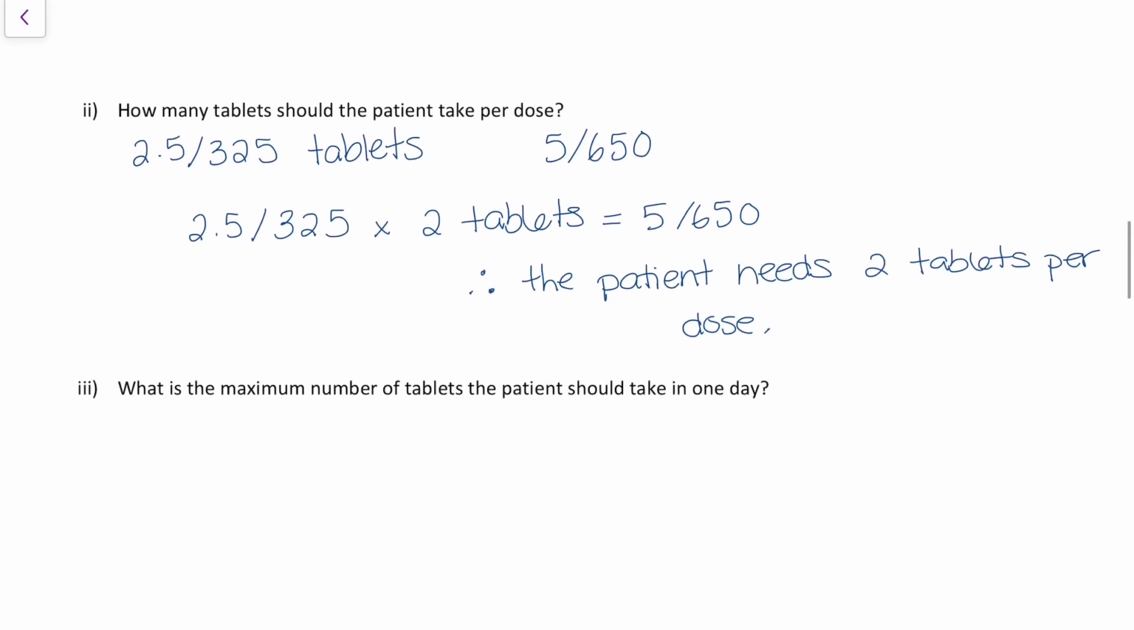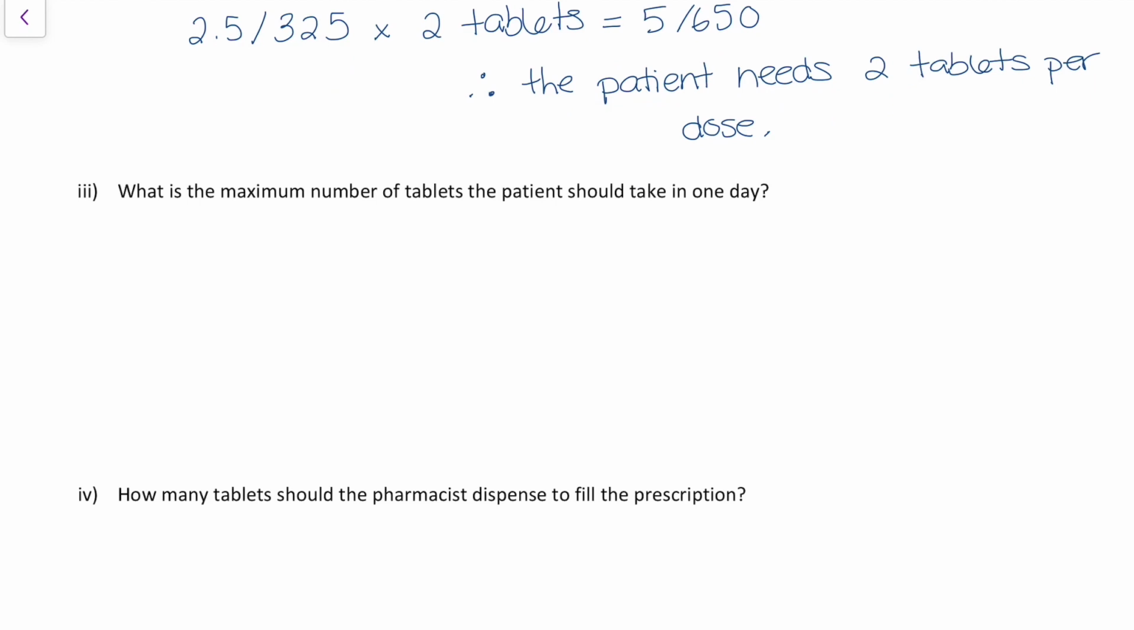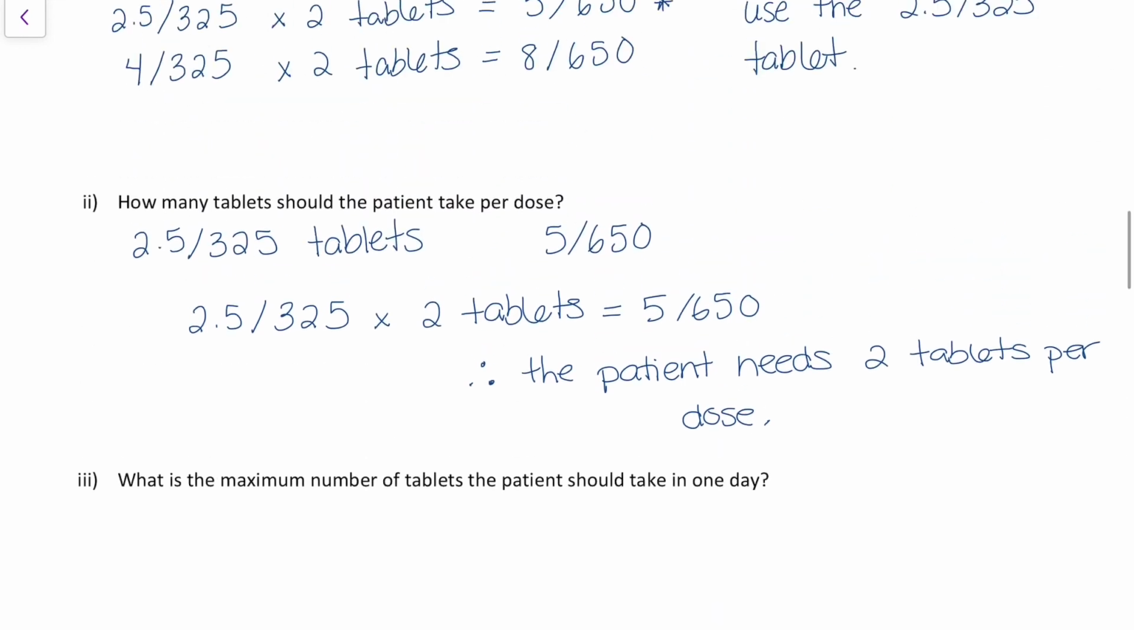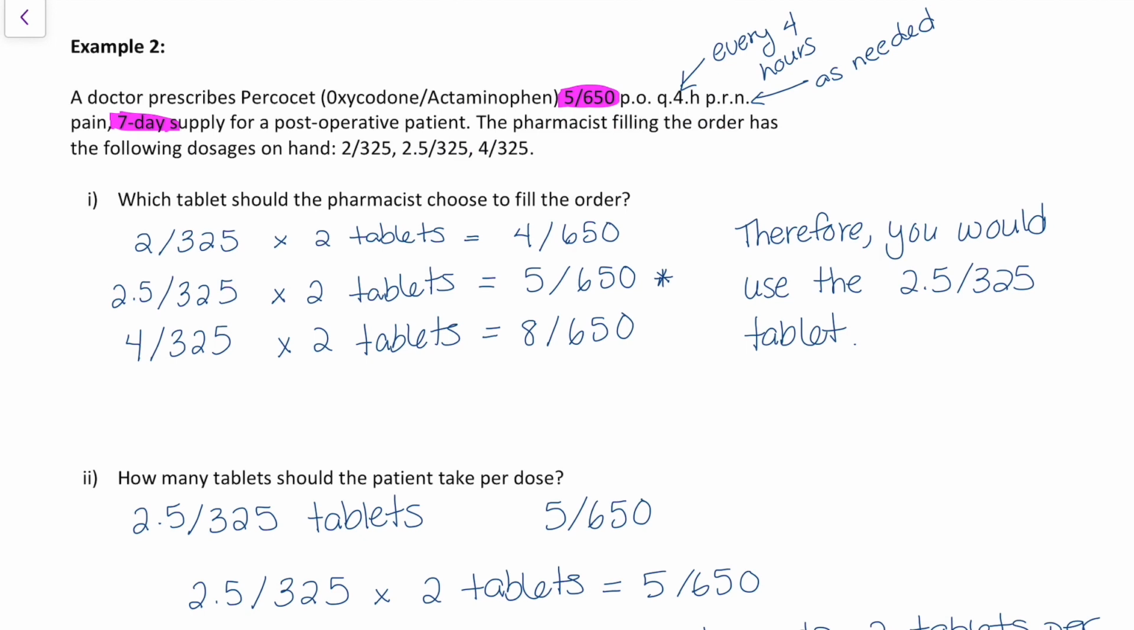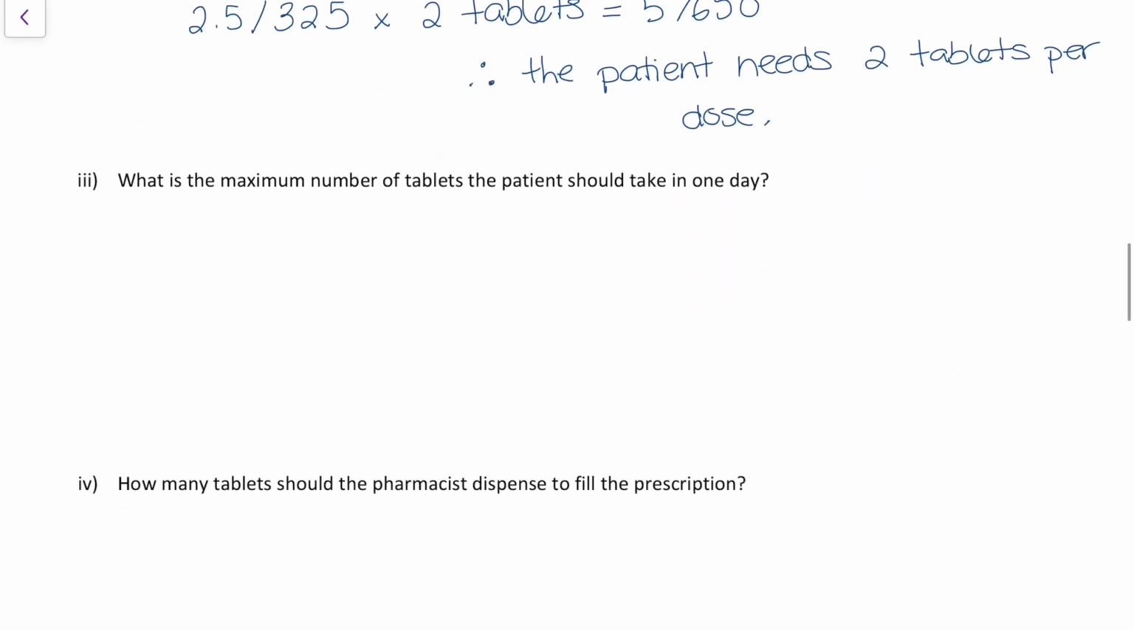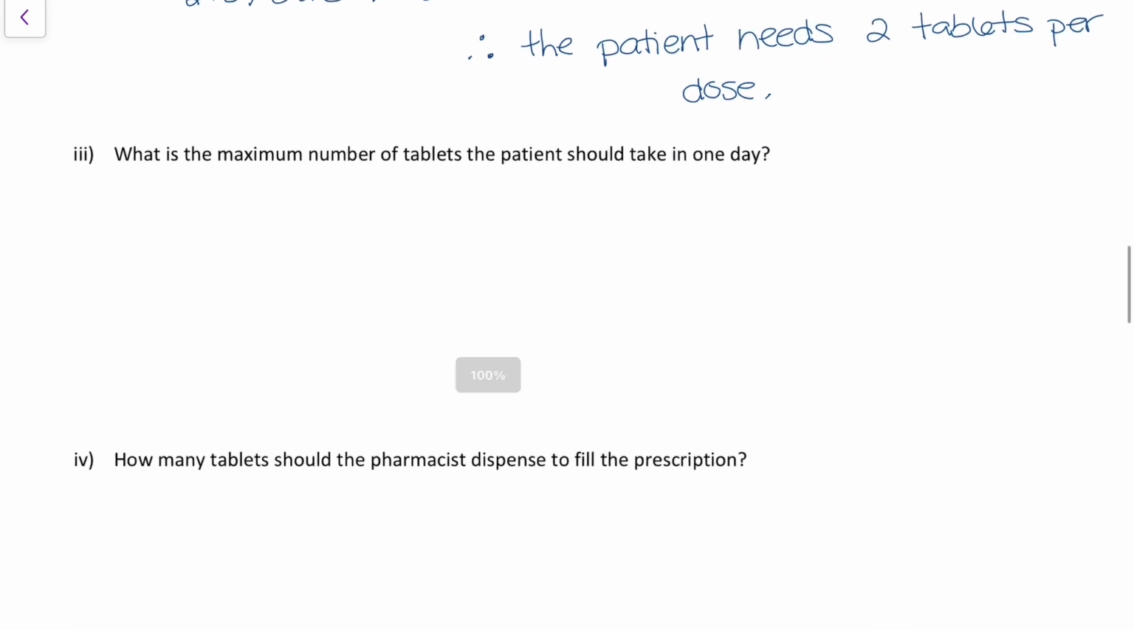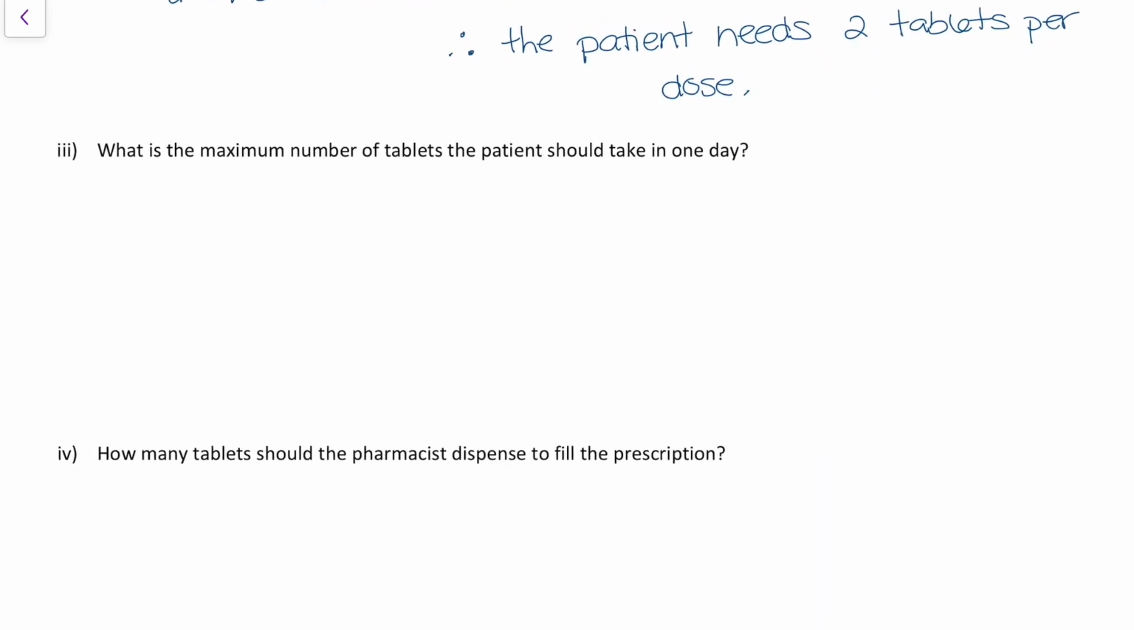So now that we know how much they need per dose, I'm looking at what is the maximum number of tablets the patient should take in one day. Now it's saying maximum because remember it showed as needed. And so it's saying they can take it every 4 hours, maximum every 4 hours as they're needed. So it's the maximum amount that they can take in one day. Okay, so they can take it every 4 hours as needed.